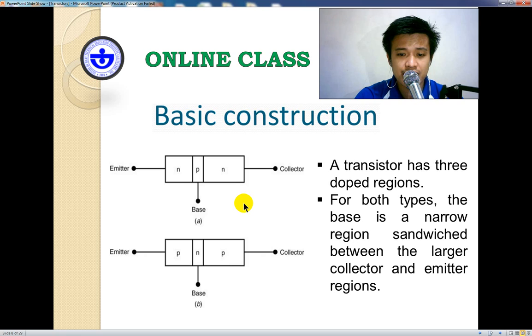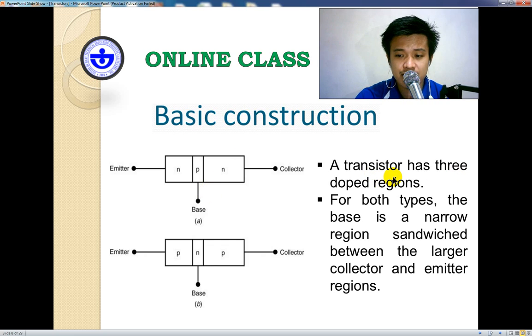What we are trying to express here is the inner construction. It is always that the base is inside. But in an actual transistor, it is not always that the center leg would be the base. So I hope that is clear.